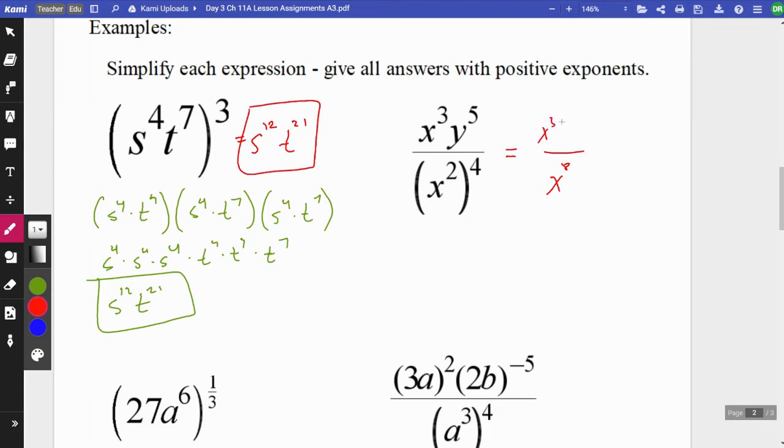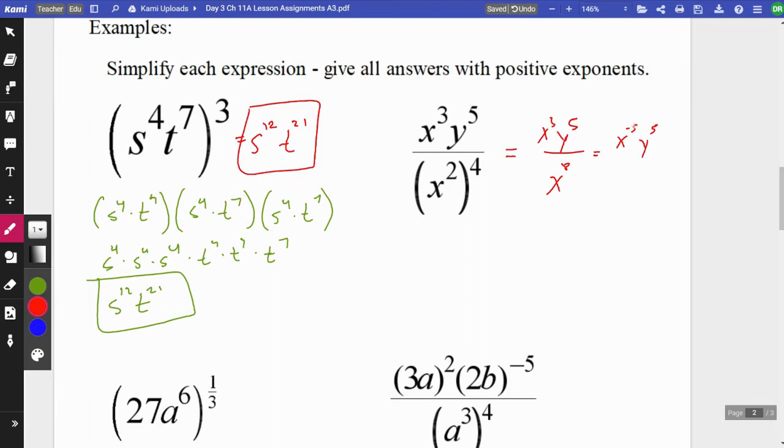On top, we have x to the 3rd and y to the 5th. Now, I'm kind of a fan of not subtracting the exponents. Okay, again, this is the division property where you have x to the 3rd divided by x to the 8th. Both have the same base of x, so we can subtract their exponents. Here's what happens if you do that. x to the 3 minus 8 is negative 5, and then y to the 5th.